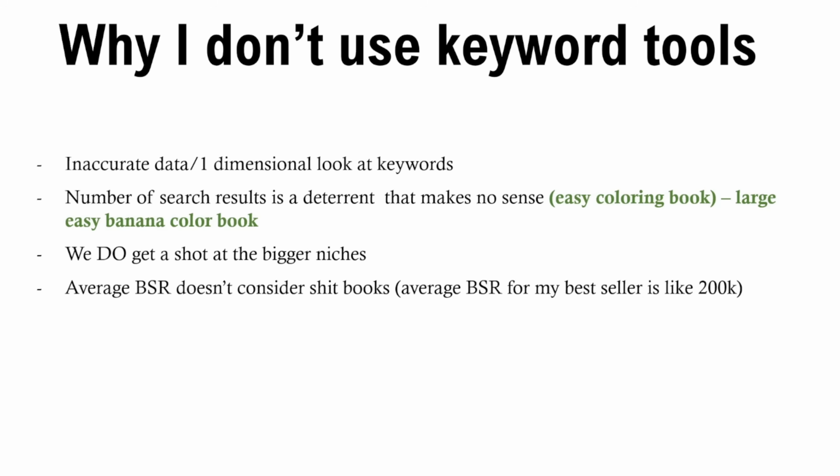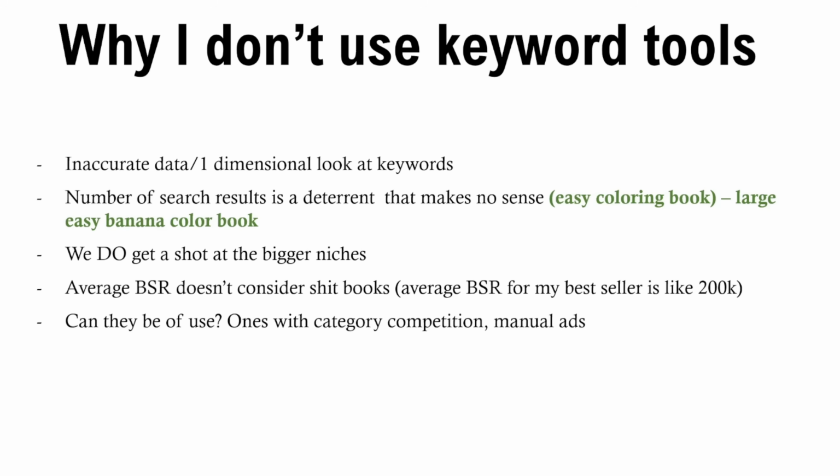But the average BSR for these tools doesn't really take into consideration the bad books that are out there. I've used some of the research tools, and the average BSR for my best-selling book is apparently like 200,000. What it does is take the average BSR across all the competing books and then give you this average BSR result. But it doesn't take into consideration bad books. It just works as a robot basically, which again, I think skews the results and perspectives. But I'm not going to keep ranting about that.